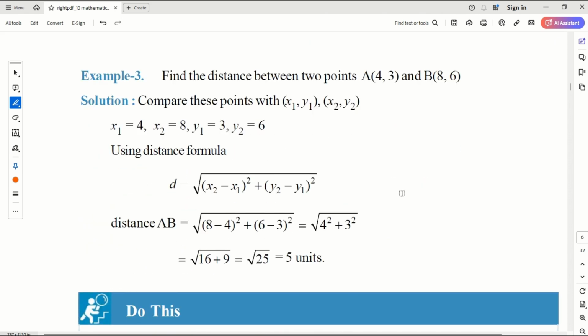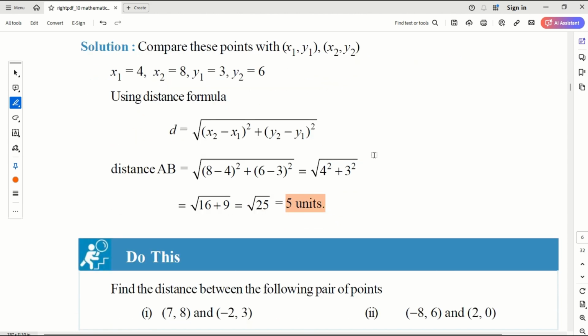Now just a simple exercise before going into the do this section. Find the distance between 2 points 4 comma 3 and 8 comma 6. Now as given from x1 y1 x2 y2, these are the values. So distance equals square root of (x2 minus x1) whole square, that is (8 minus 4) whole square, plus (y2 minus y1) whole square, (6 minus 3) whole square, which is square root of 4 square plus 3 square, and the answer is 5 units. Okay. So this is how you calculate the distance between 2 points.